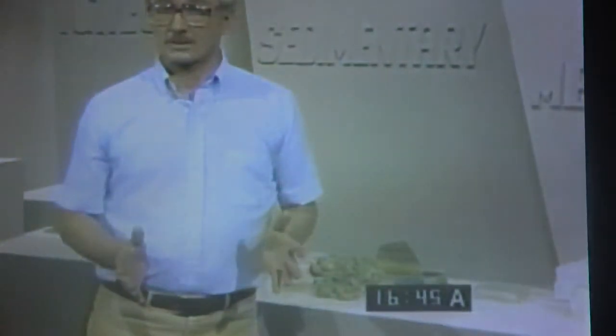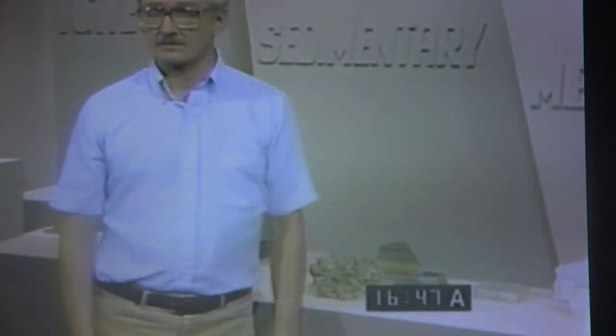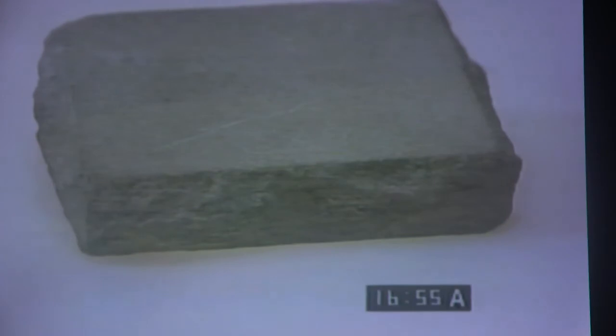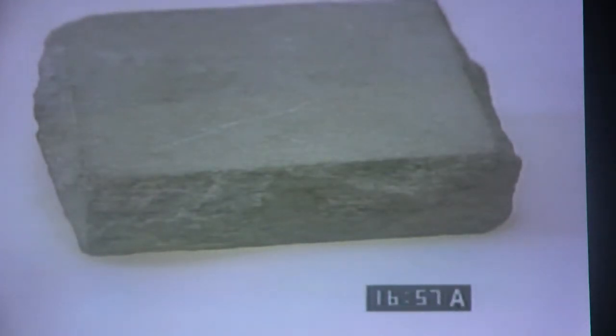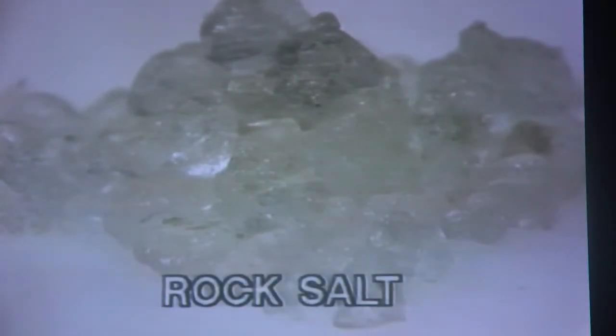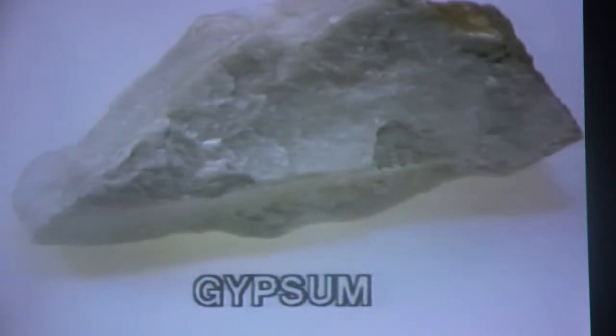Other sedimentary rocks are formed by precipitation from solutions. The specific name given to each of these depends upon the principal mineral present. If the rock is composed principally of the mineral calcite, we call the rock a limestone. However, if the rock is principally halite, the rock is called rock salt. And if the mineral is gypsum, the rock is also called gypsum.